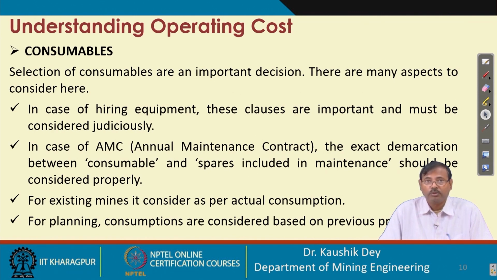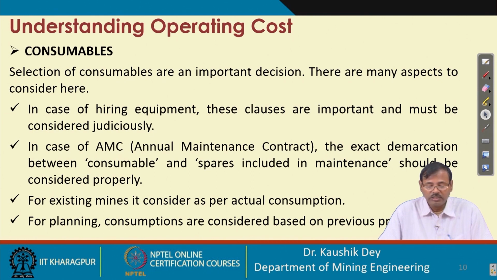So, whenever those AMC contracts are there, those particular clauses have to be considered, and those pumps etcetera are basically of high value, maybe 5,000 rupees, 10,000 rupees, and are not included in that. So, this part is very important: the clause between the miners and the equipment providers or AMC providers is very important, where the consumables and the spares included in maintenance must be demarcated properly.